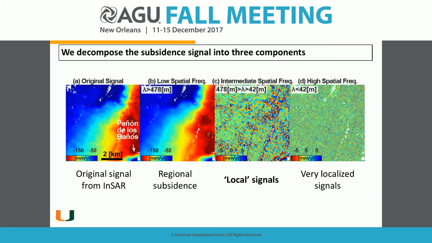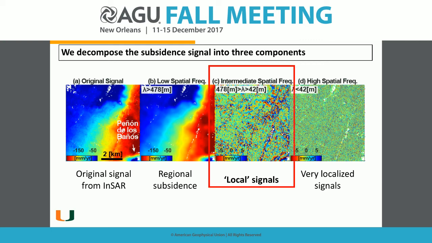So we take the subsidence signal, and we decompose it into 3 components: the low spatial frequency, the intermediate spatial frequency, and the high spatial frequency. The low spatial frequency is basically the regional subsidence. The intermediate spatial frequency is the local subsidence changes, and the high spatial frequency is the very localized signals of subsidence. And the ones that we care about are these, the local signals.